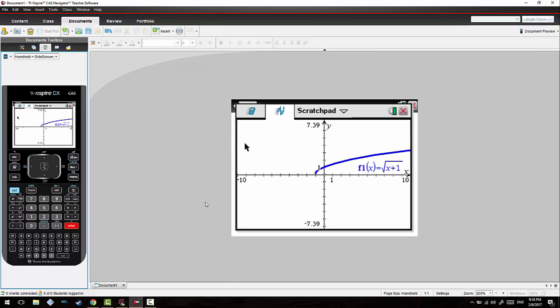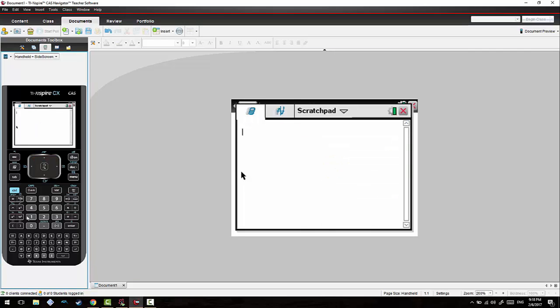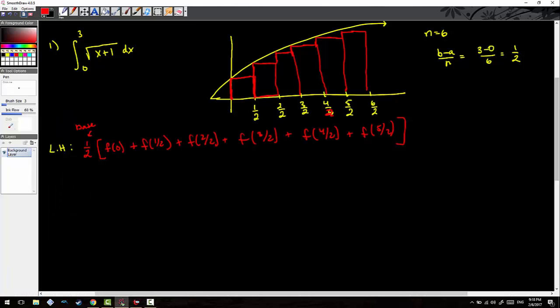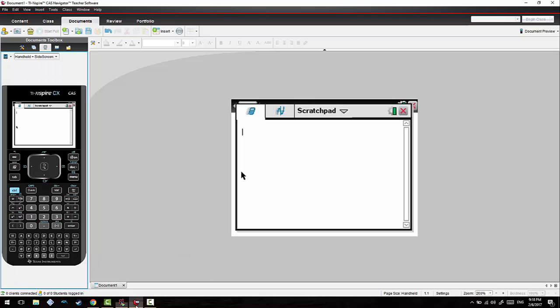Now, I may not need this graph yet, but if you hit the tab button, it stores that as f1, right? And we're going to need that in a few minutes because I'm going to come here, and let's look at the function again. It's 1/2 times all of this, from f of 0 to f of 5 halves. So let's see how that looks. I'm going to come back to this.